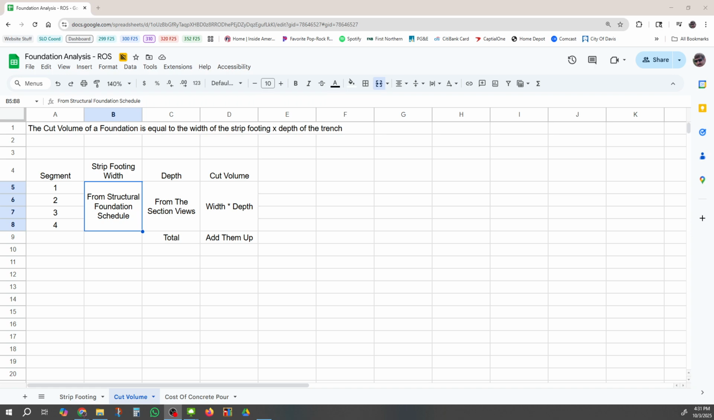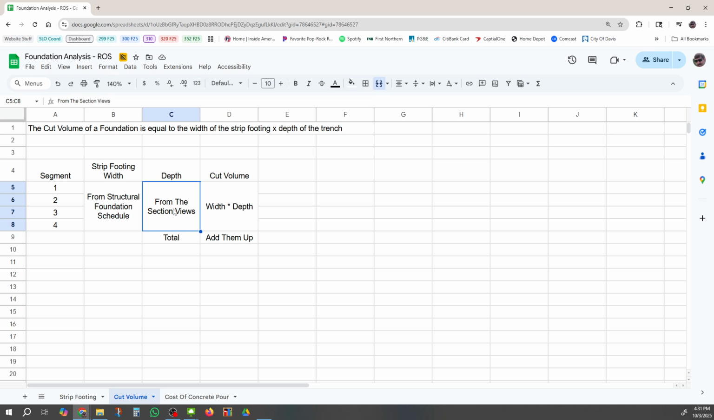These next two are going to be find the cut volume and the cost of the concrete pour. So I've made different worksheets for each of those. For the volume, you're going to cut straight down all the way down to the footing depth. And so it's going to be the width of the strip footing times the depth. For each segment, you're going to get that from the structural foundation schedule.